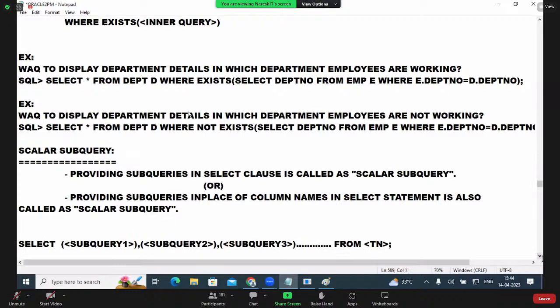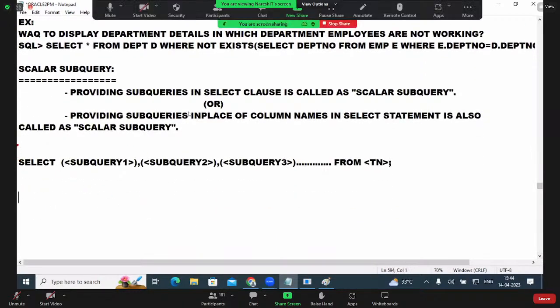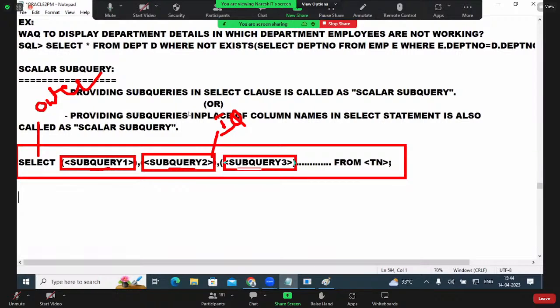Now we are observing one more important point here. Suppose you are writing one scalar subquery statement like this. Listen, don't write, listen. Are you writing a scalar subquery like this? Now what happens is this is called the outer query. These are called the inner queries. So first inner query is this, second inner query, third inner query here.